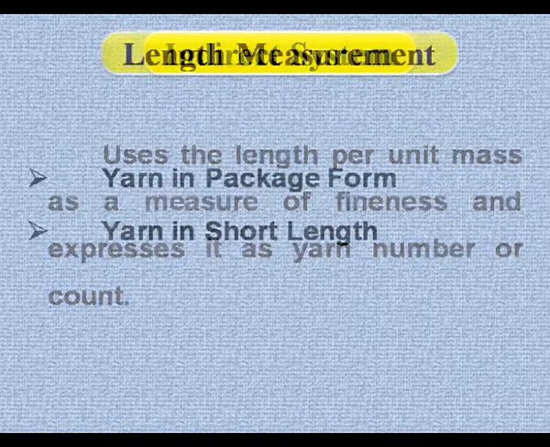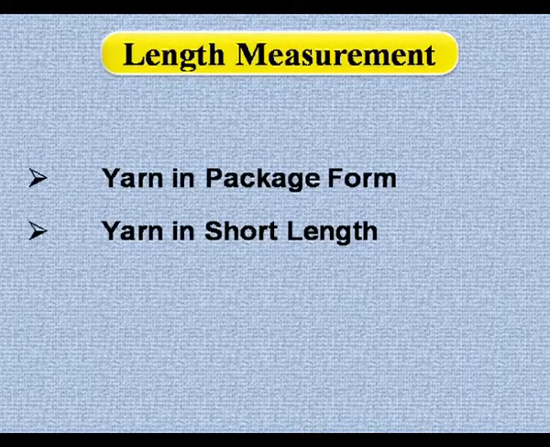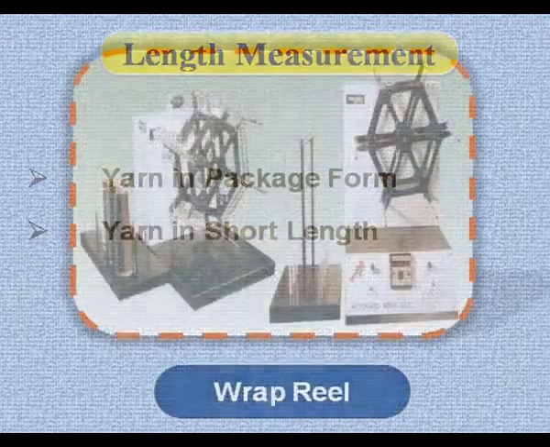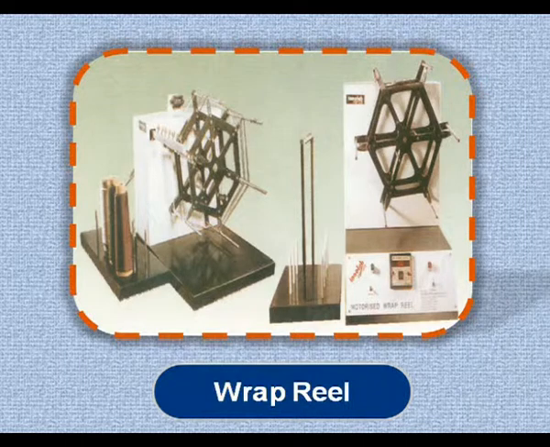number. We will first deal with length measurement, which will be considered for two cases: yarn in package form and yarn in short lengths. Yarn in package form. Where the yarn is in package form, such as ring bobbins or cones, it is usual to wind a number of hanks by means of wrap reel.